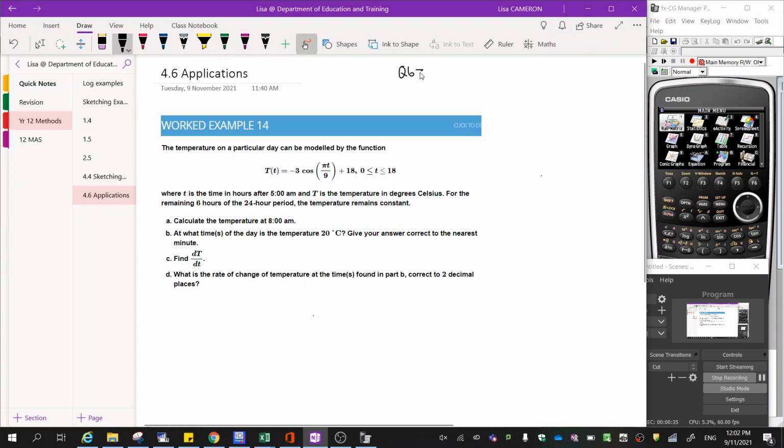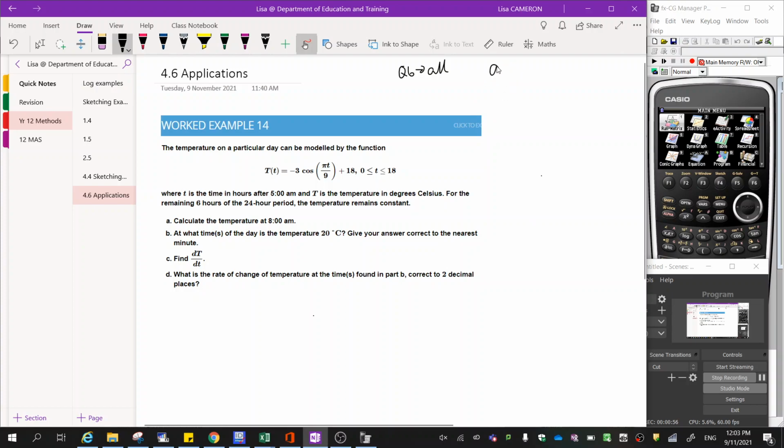So question 6, all. Okay, so the temperature on a particular day can be modelled by this function, where T is the time in hours after 5 a.m. and capital T is the temperature in degrees Celsius. In the remaining 6 hours of the 24-hour period, the temperature remains constant. Calculate the temperature at 8 a.m.